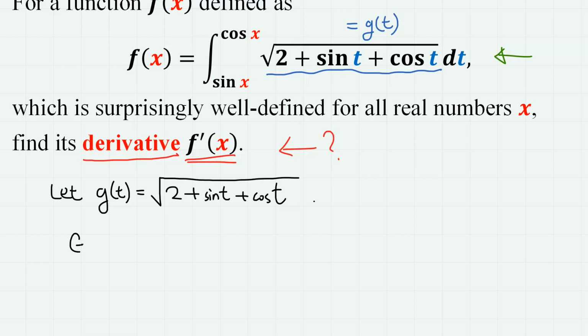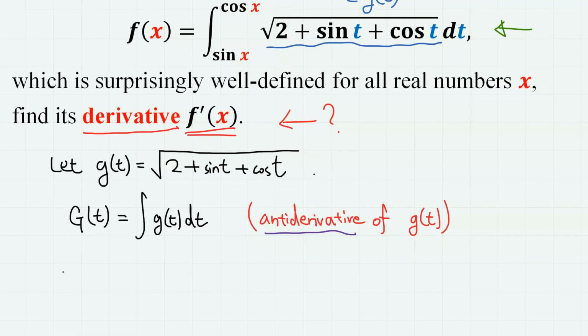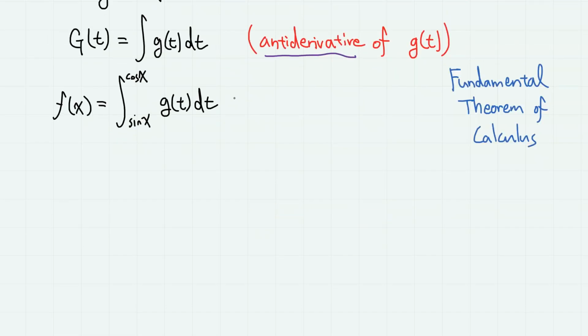Then let capital G(t) be one of the antiderivatives of small g(t). Then we can express this function f(x) as the integral from sine x to cosine x of g(t) dt. And by the famous fundamental theorem of calculus, we can simply write this as capital G(cosine x) minus capital G(sine x), right? This is nothing more than the simple fundamental theorem of calculus that we use to calculate the value of a definite integral.